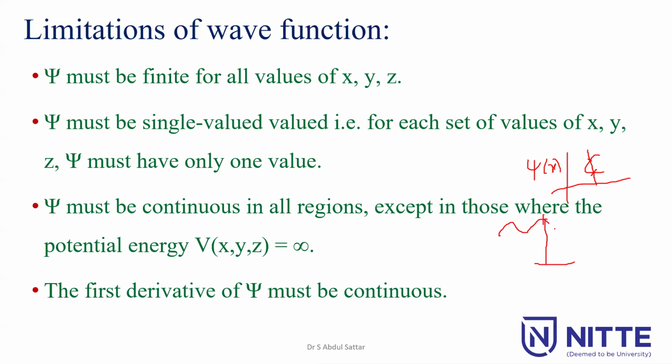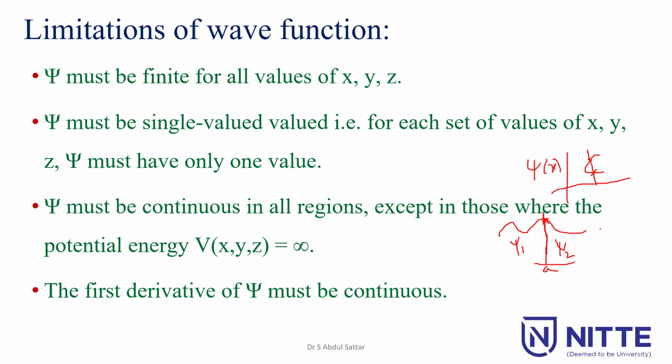Then after that it will continue like this. That means at this boundary, here it is psi 1 and here it is psi 2, and this boundary is, suppose, at x equal to a. Psi 1 at x equal to a equals psi 2 at x equal to a. That means there is continuity in this wave function.